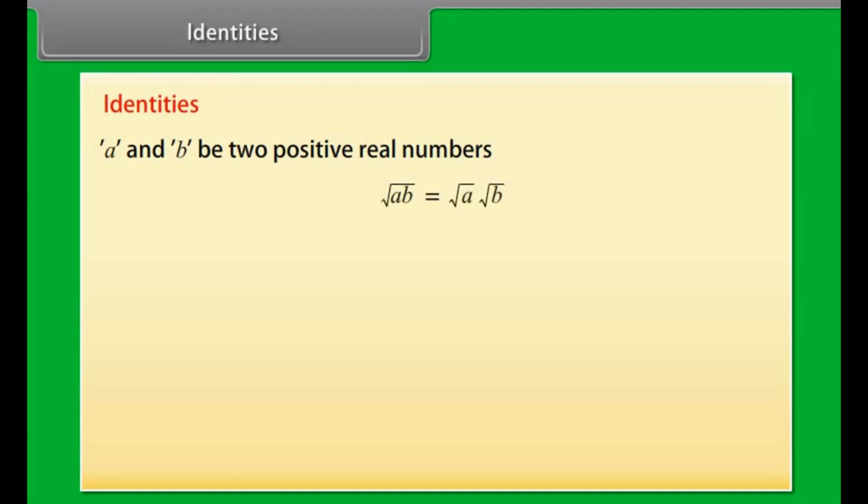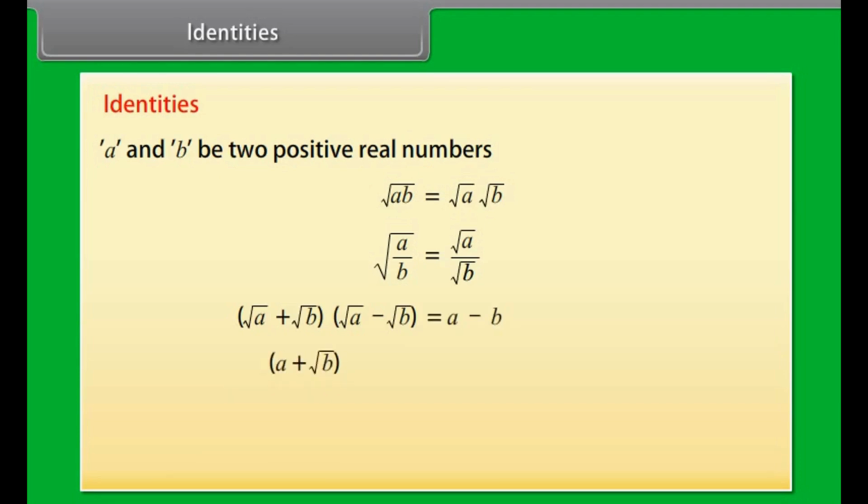Identities. Now let us go through some identities related to square root. Let a and b be two positive real numbers. Then square root of ab is equal to square root of a into square root of b. Square root of a divided by b is equal to square root of a divided by square root of b. Square root of a plus square root of b multiplied by square root of a minus square root of b gives a minus b.